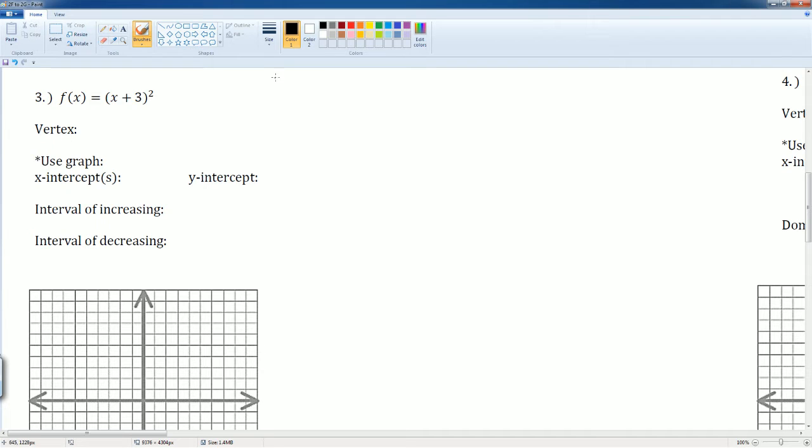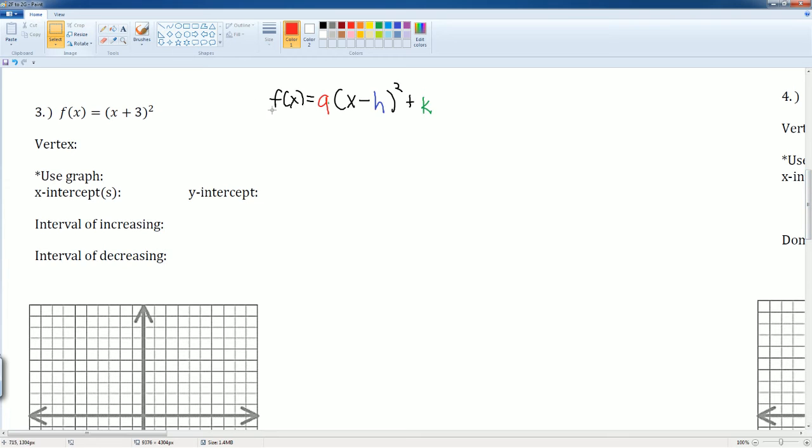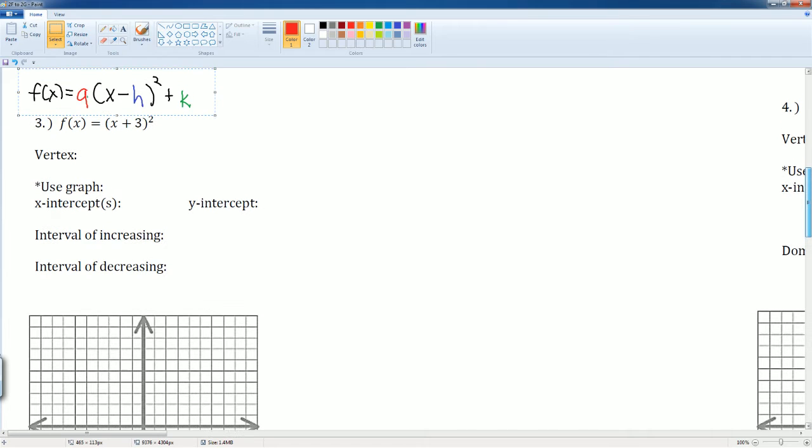Vertex form can be written as the function is equal to, remember, a, which is in front, times x minus h, you see it's coming back to you, squared, plus k. I made k green, and I know that I made a red. I just want to keep the color consistency so you can tell. So if you look at it, you can actually figure out which ones are what.